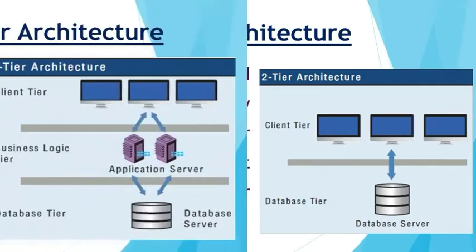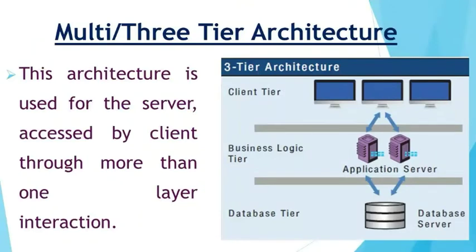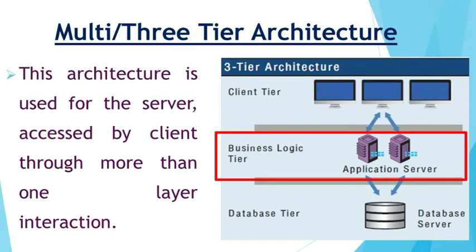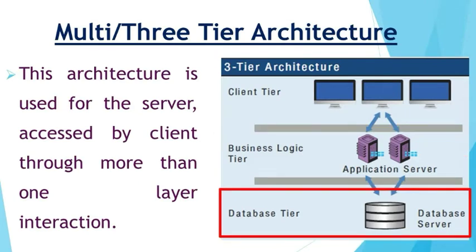Okay. Next, multi- or three-tier architecture. This architecture is used for the server accessed by the client through more than one layer interaction. You can see here, this is one layer. This layer is for client computers. And this is another layer. This layer is for business logic tier. This is application server, and this is third layer, this is for server.